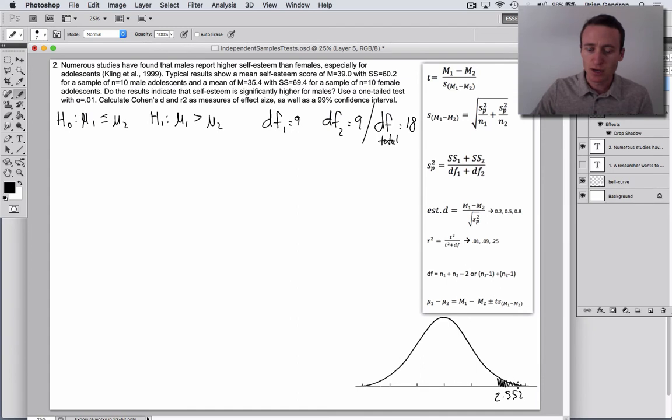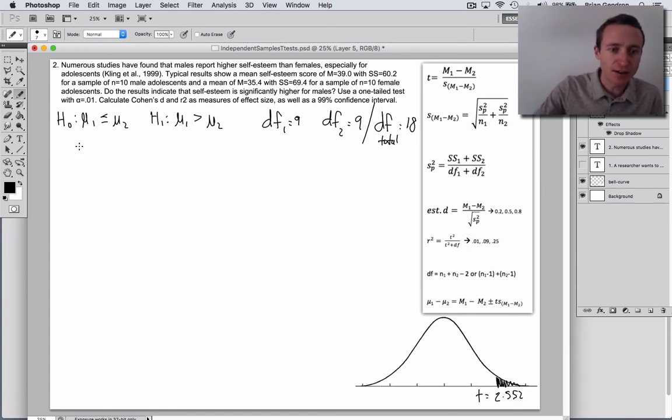2.552 is our critical region, or the cutoff for the critical region is a t-value of 2.552. So if our calculated value is 2.552 or higher, we can reject the null hypothesis. And so let's go ahead and do that.